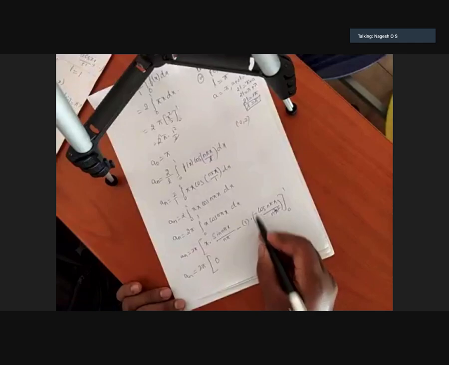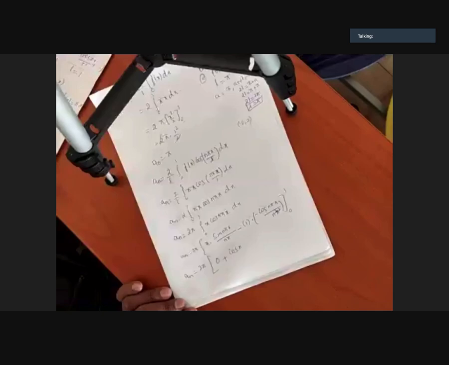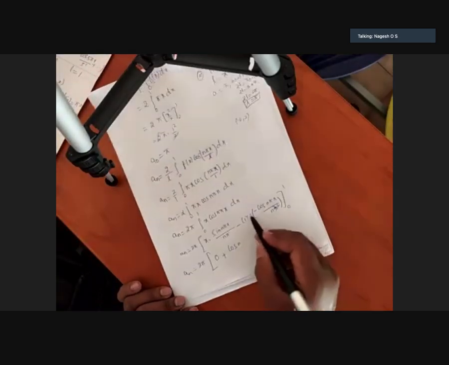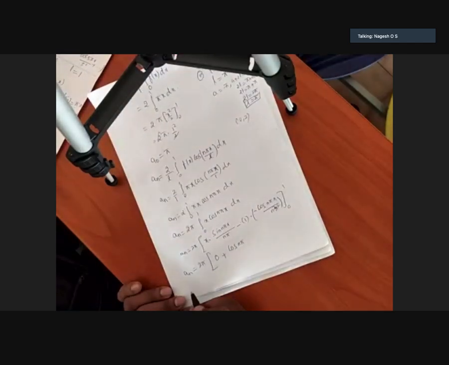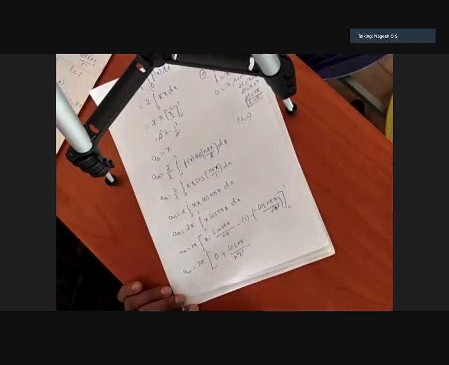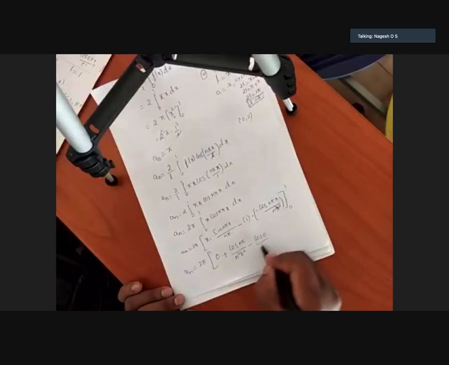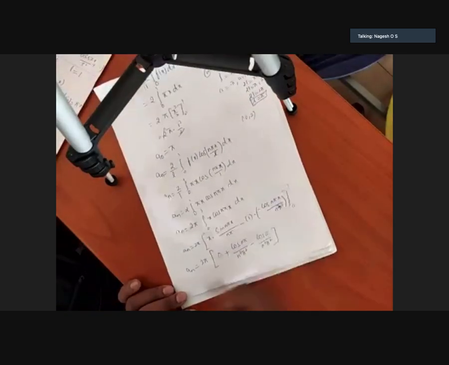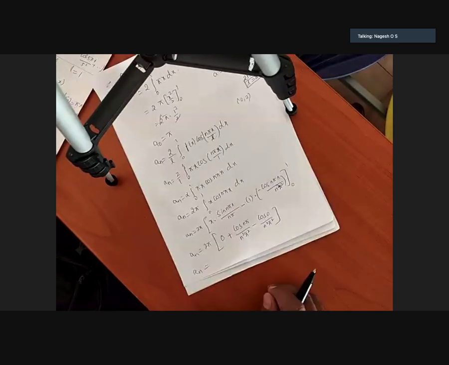Next, for this, minus into minus plus cos n pi by n square pi square. This is upper limit. Next, for lower limit, cos 0 by n square pi square. So what happens?